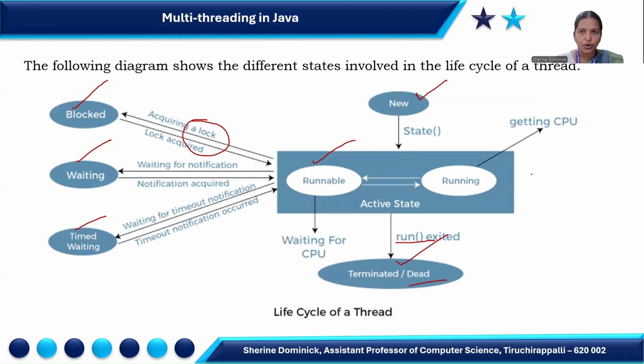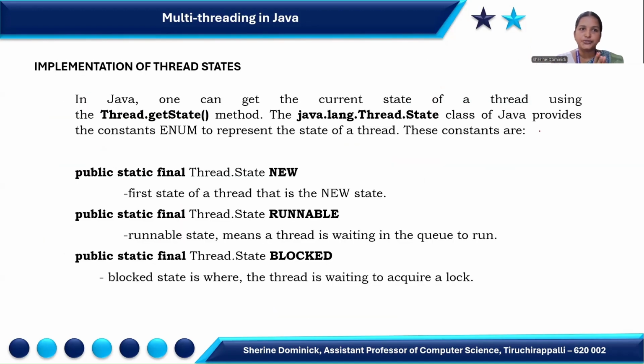We have seen the flow of states, so we'll move forward. Next, the states of threads. In Java, one can get the current state of a thread using the Thread.getState method. The getState method will tell the user what state the thread is currently in. The first case: if a thread is in the new state, it means we have just created the thread. That means the thread is new. It has been created, but it has not got into execution.